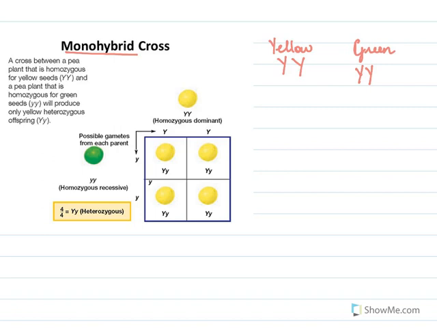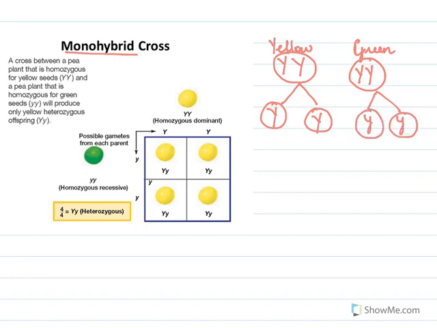Green is small y, small y. So here first these are the cells. We need to get the gametes. These are the gametes. Now these gametes, I will put it this way, so otherwise it gets a little confusing. These are the gametes. Now the gametes will fuse.